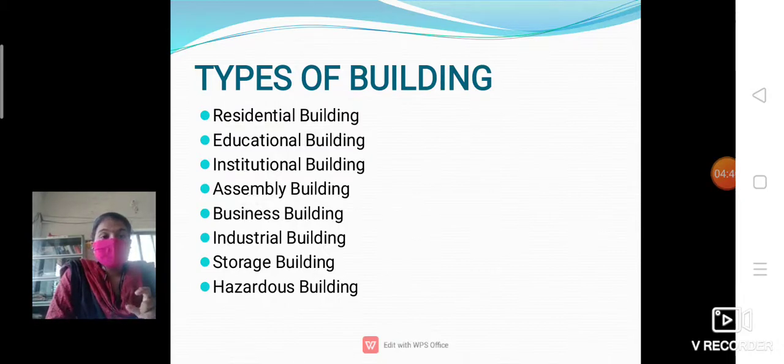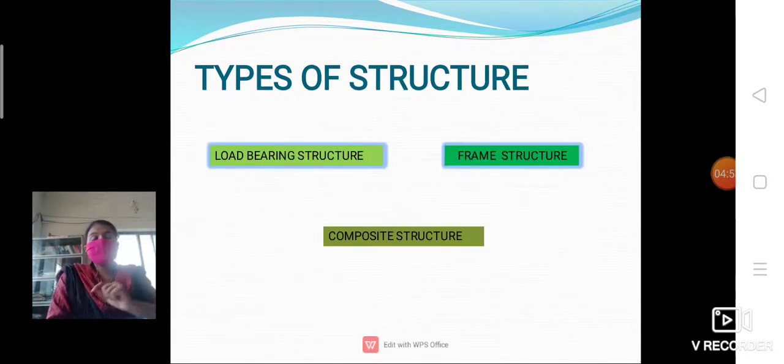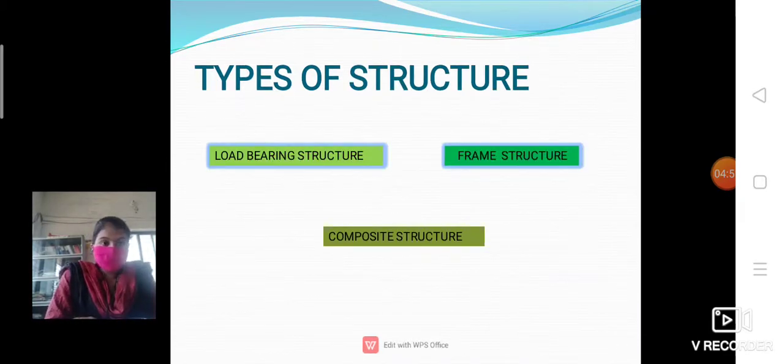Storage building is used for storage purpose, business building for business purpose, educational building for educational purpose like schools and colleges. All such buildings are contained in educational buildings. This is the types of structure. In this slide, we understand the types of structure. Which are the types of structure? The first is load bearing structure, then frame structure, composite structure.